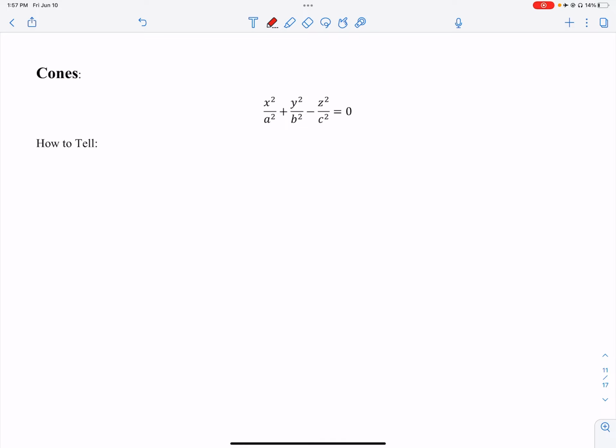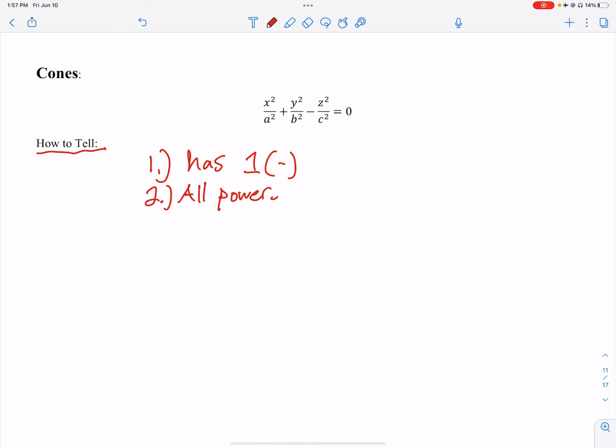It has one negative, all powers of 2. And then the third thing, there is no constant, meaning there's a 0. So there's no 1 this time, or any number, it's just 0.